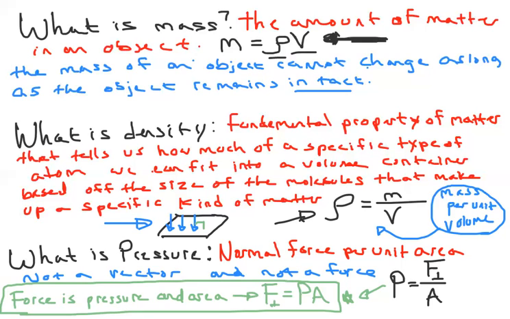Pressure is not a vector. It doesn't have a direction because its orientation is just based off of the surface of the object's orientation. But the force itself has a direction, right? And so that's the vector here, but pressure is not a vector, nor is pressure a force. It's the amount of force per area, right?